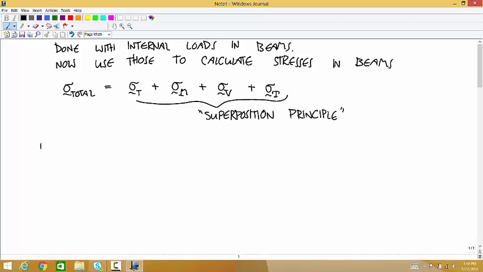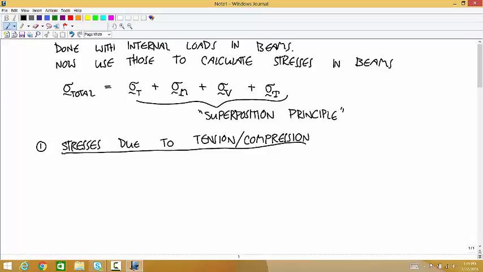So the first one, the easy one, is stresses due to tension compression. Really, we already know how to do this one, because if we're going to act like the member is in pure tension compression, then that's an object being loaded according to the rules of a stress element, and we already know how to deal with that. So the stress along the axis is just equal to T, the internal tension, divided by the cross-sectional area.